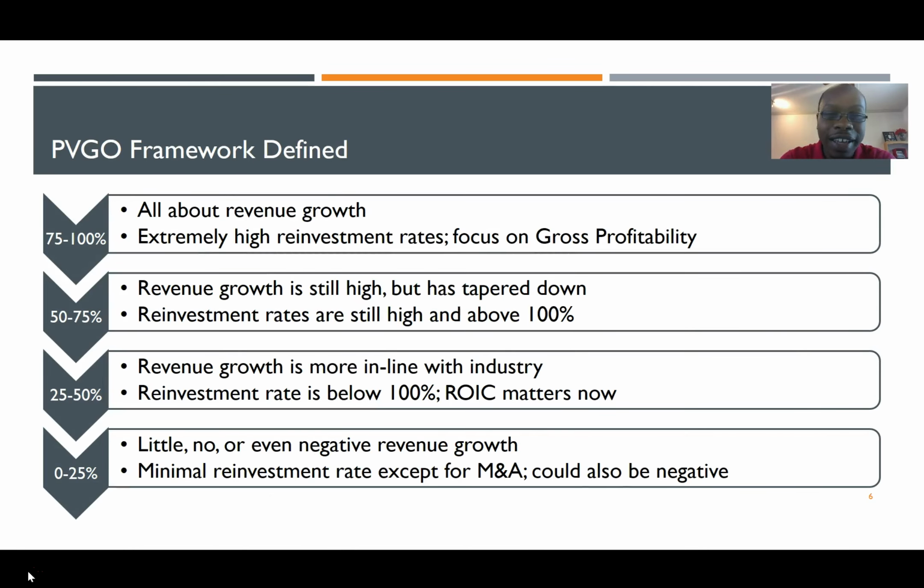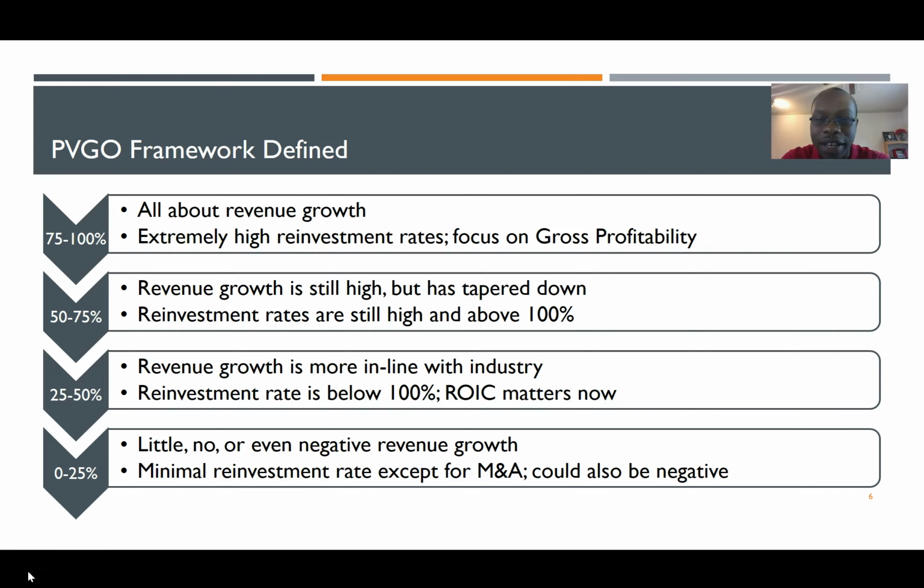So let's define this framework a little bit more. I usually place a company in different buckets. So 75 to 100%, 50 to 75%, 25 to 50, and 0 to 25%.